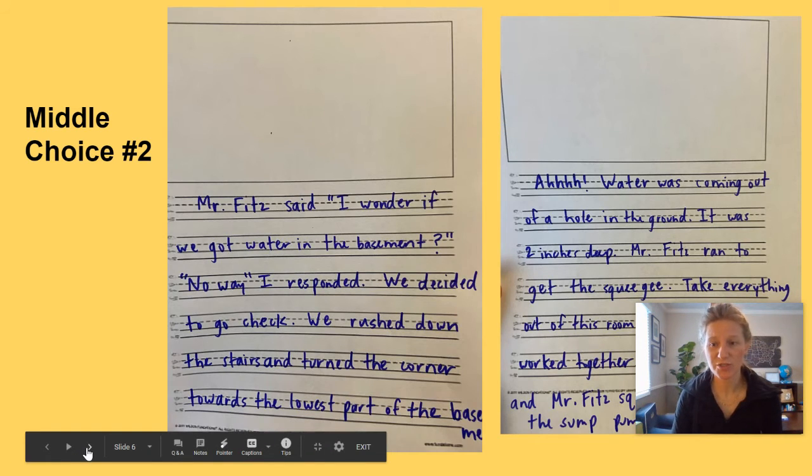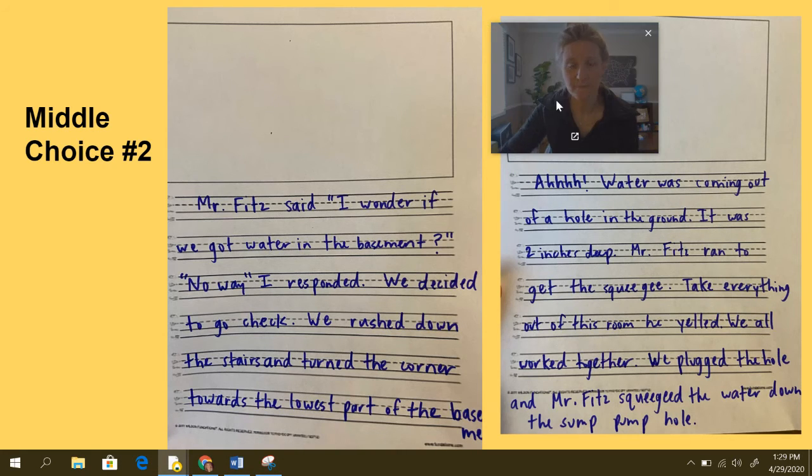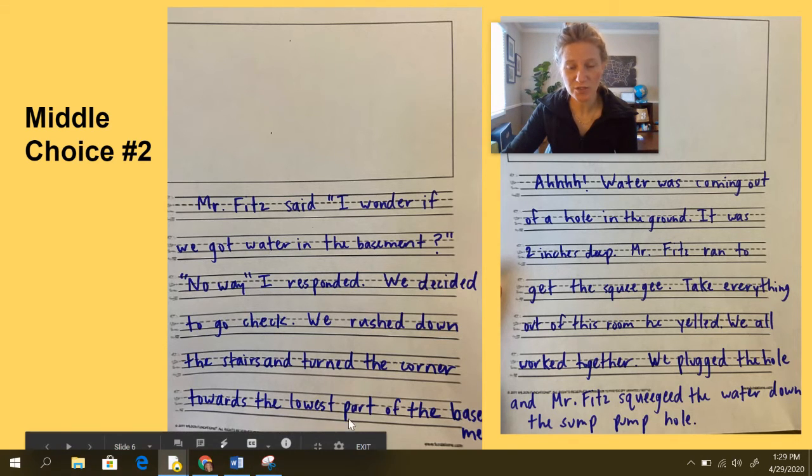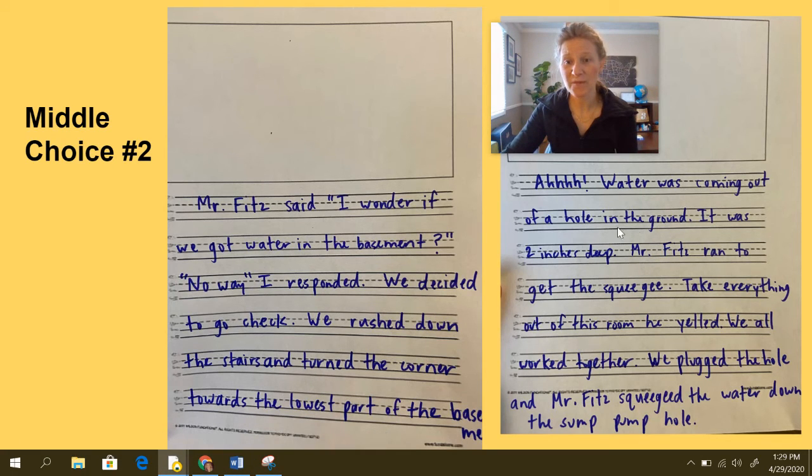Now here's choice number two. And if you'll notice, choice number two is a little bit longer. Mr. Fitz said, "I wonder if we got water in the basement." "No way," I responded. We decided to go check. We rushed down the stairs and turned the corner towards the lowest part of the basement. Water was coming out of a hole in the ground. It was 2 inches deep.